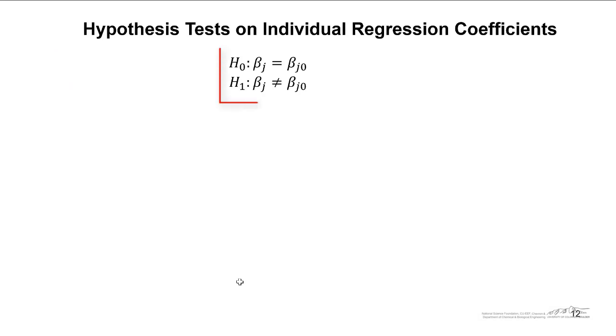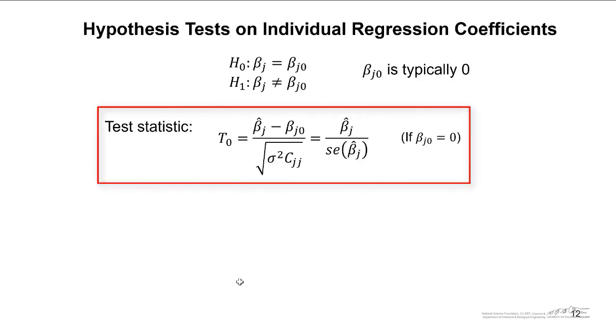Here we're going to perform a hypothesis test on individual regression coefficients. We set up our null hypothesis. The jth coefficient of our regression model is equal to some value. Oftentimes this bj0 is equal to 0. We want to see if it's other than 0. We set up an alternate hypothesis. It's not equal to 0, for example. And so our test statistic becomes the following.